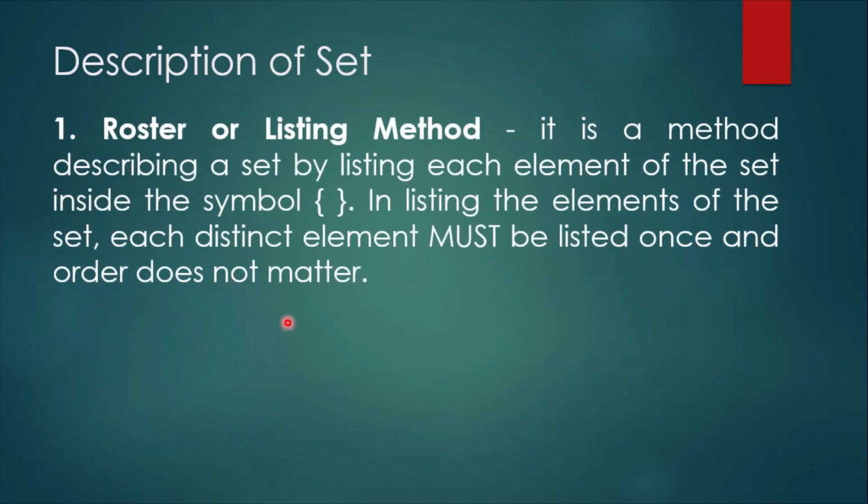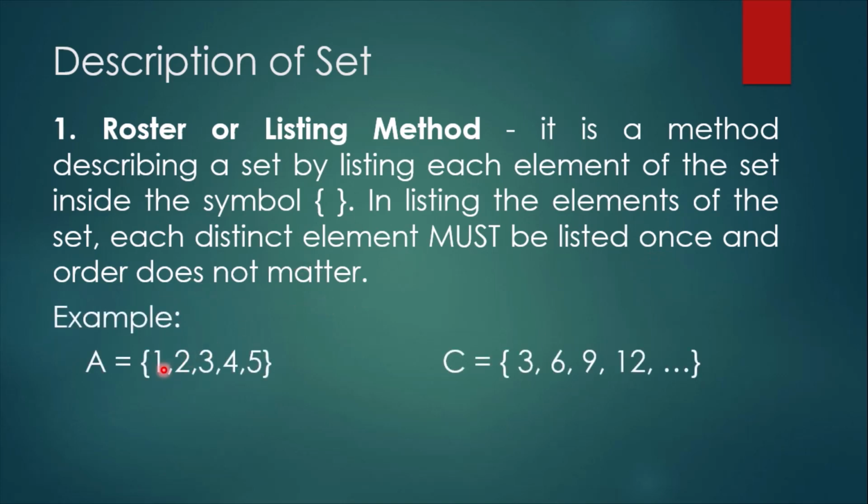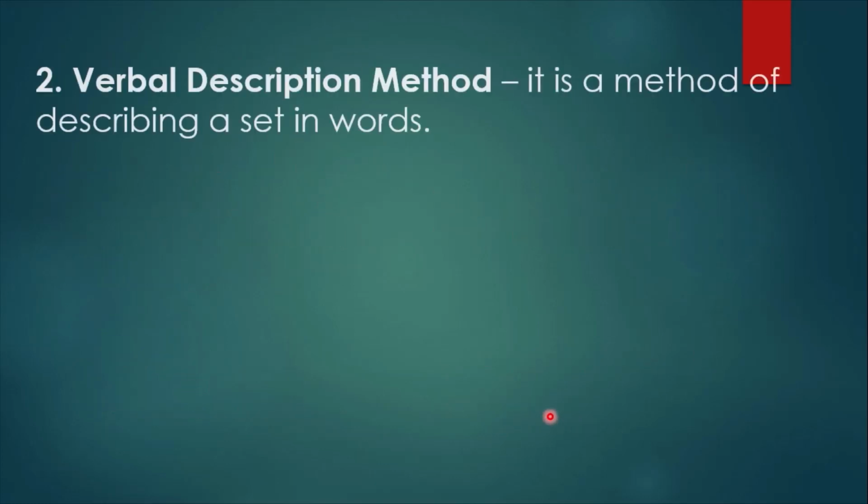Okay? Next, description of set. So, the first description is what we call the roster or listing method. And we're just listing the elements of the set here inside the braces. Okay? But you have to take note that the element must be listed only once. Walang nauulit, and the order does not matter. For example, in these sets, we have A, B, C, D. So, makikita ninyo dito, we just listed the elements here.